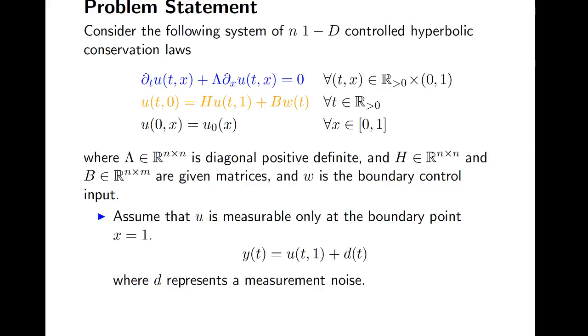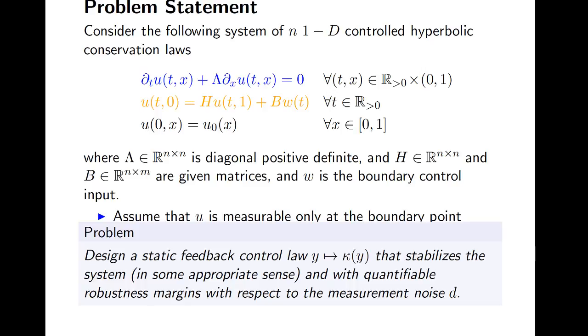So we want to do, again, we assume that U is measurable at the boundary point. So this is our output. But now we assume that the output is corrupted by a measurement noise, D. Okay. And the problem is to design a feedback law, kappa, that renders the closed-loop system asymptotically stable in a sense that needs to be specified. And we want robustness margins with respect to the disturbance D, the measurement noise D. And we want also to quantify the performance in terms of disturbance rejection that we may ensure. Okay? So that's the broad general statement of the problem we want to solve.